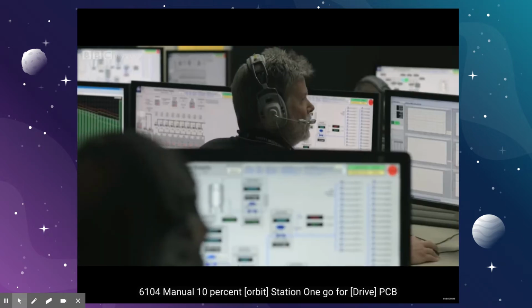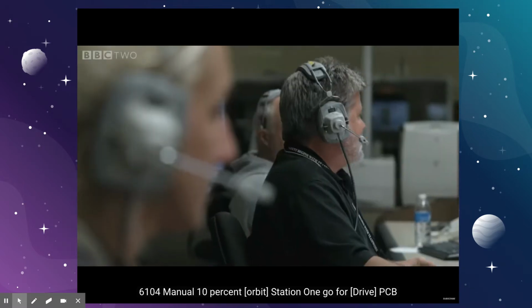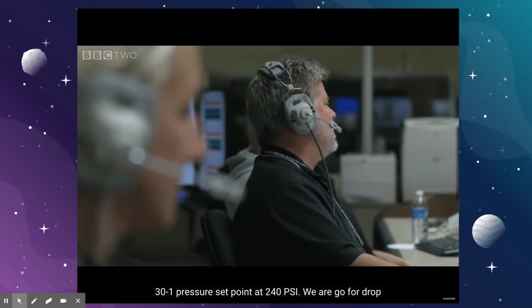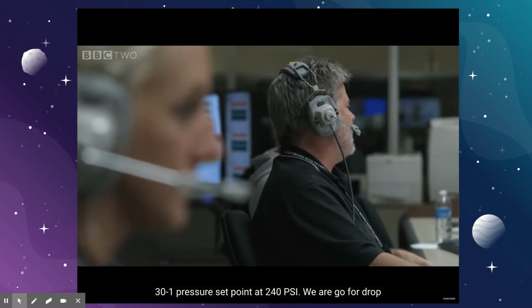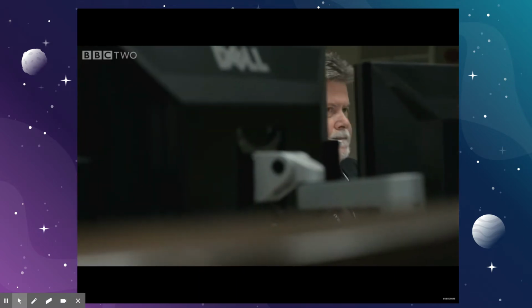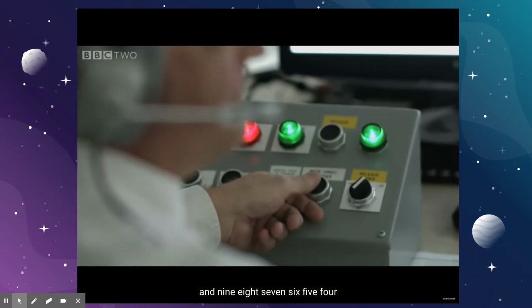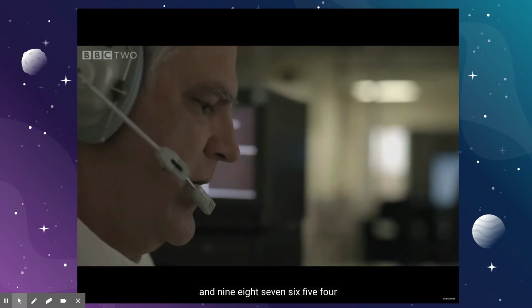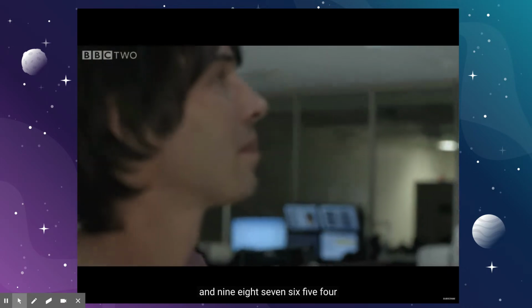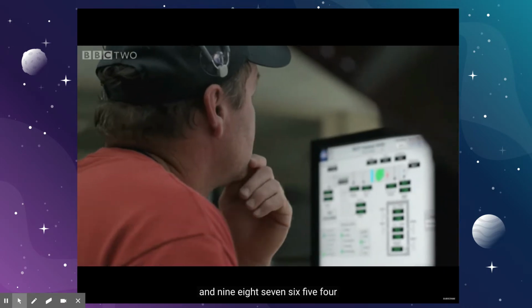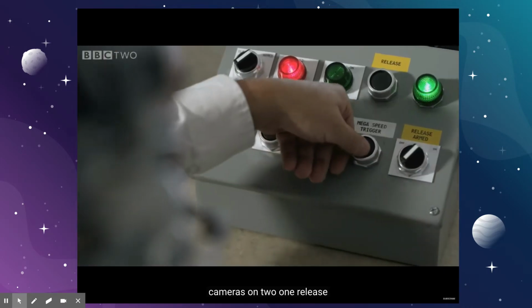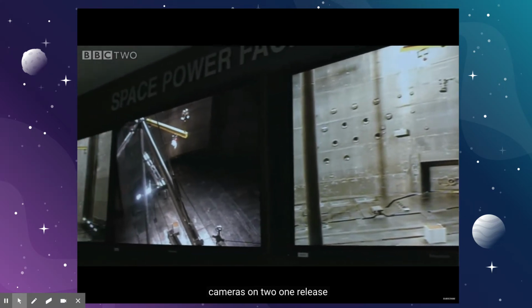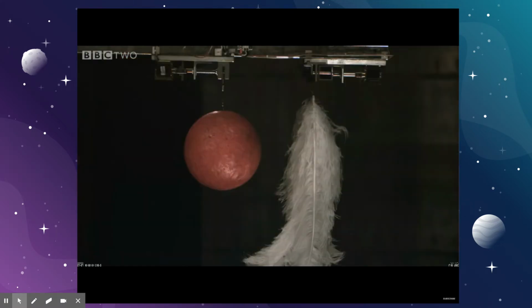6104 manual, 10% open. Station 1, go for drop. PCB 30-1, pressure set point at 240 psi. We are go for drop. 10, 9, 8, 7, 6. So they sucked all the air out of there. 4. Cameras on. 2, 1. Release.